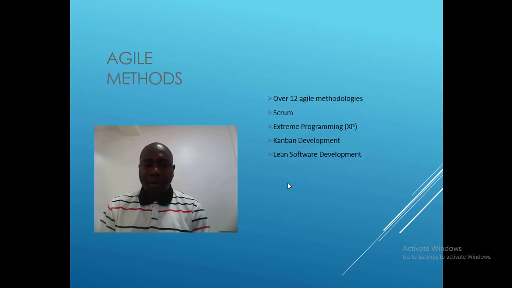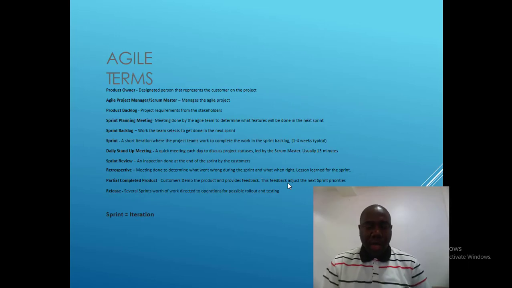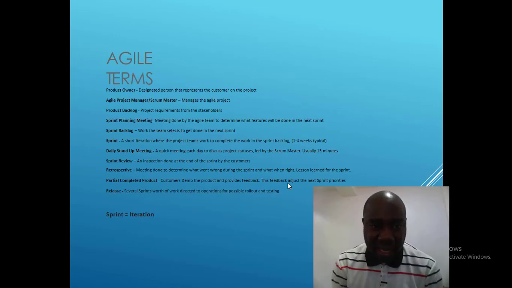So we have over 12 Agile methodologies. There are quite a number of them out there, and the most common one is Scrum, Extreme Programming, Kanban development. We talked about board, visibility, and Lean software development. These are some of the Agile methodologies that we have around. So let's look at Agile terms.